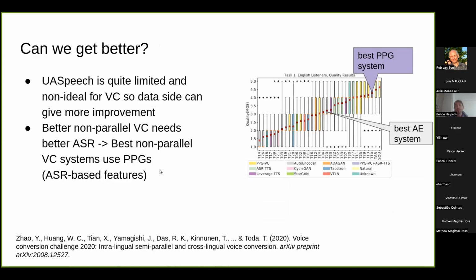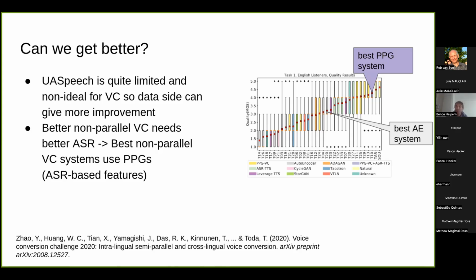So the logical question is, can we get better than this? And there are two main obstacles towards getting better, in my opinion. First is that the data set that we have is quite limited and not ideal for voice conversion. So I think the obvious way to improve would be improving on the data side. The UA speech contains mostly word-level utterances, and not a lot of them. And word-level utterances are usually not the kind of utterances voice conversion is designed for. It would be better to have sentence-level utterances.